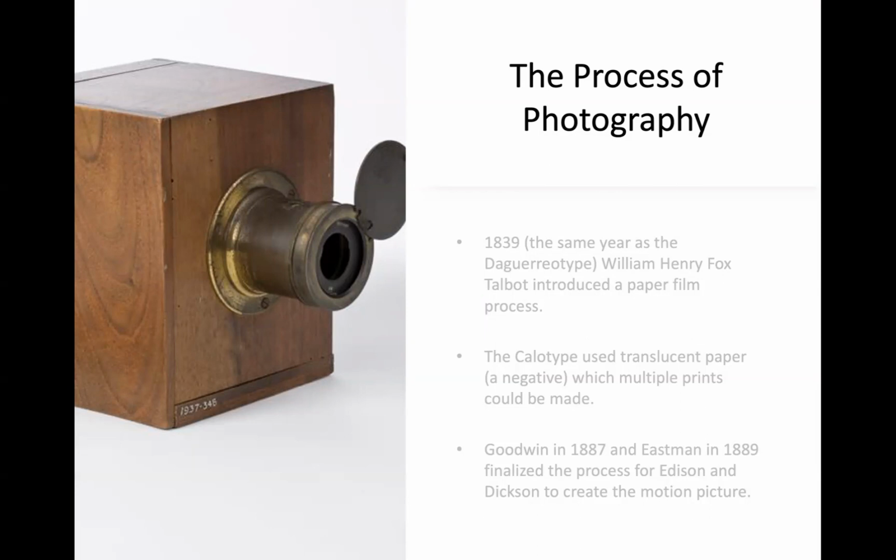In 1839, the same year as the daguerreotype, we get the first kind of film camera by William Henry Fox Talbot. And he introduced what is called the paper film process. We also had the process where we would print pictures on metal. The calotype used a translucent paper or a negative, which we used for a long time. And then these elements eventually went into making a motion picture type camera.